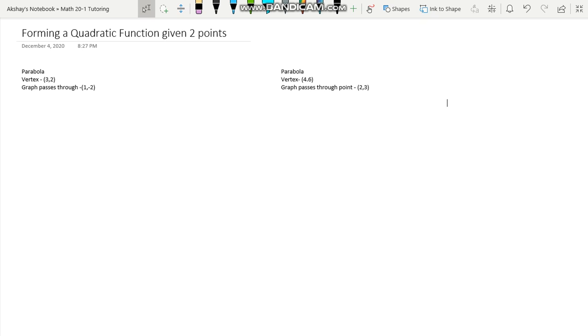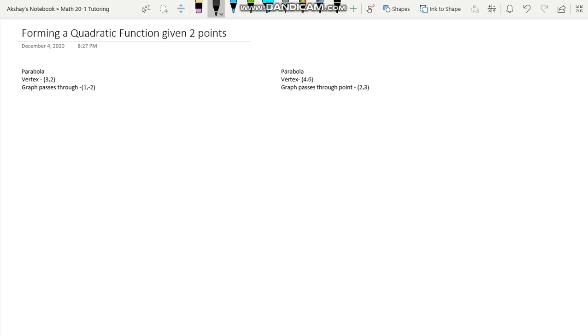Hello. So in this video, we're going to be looking at forming a quadratic function when we're given 2 points, when we're given the vertex, and when we're given a random point that the graph passes through. So moving to our first question, which is from a parabola, the vertex we've been given is (3, 2), and our graph also passes through the point (1, -2).